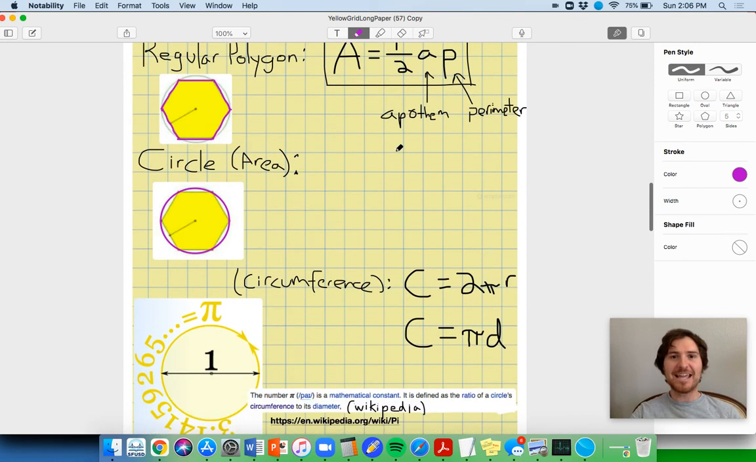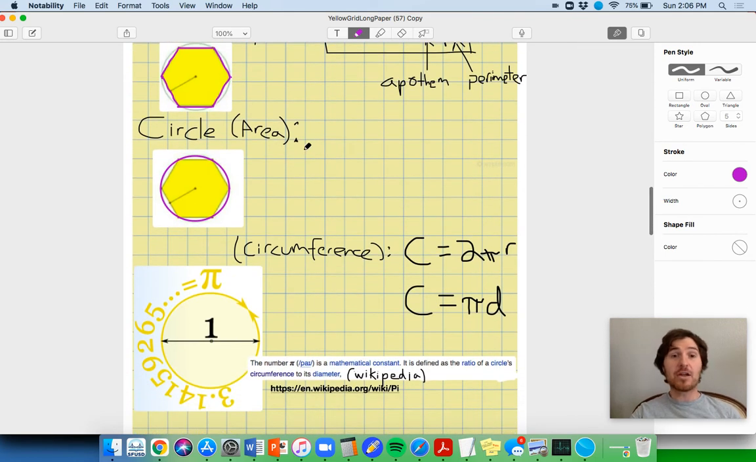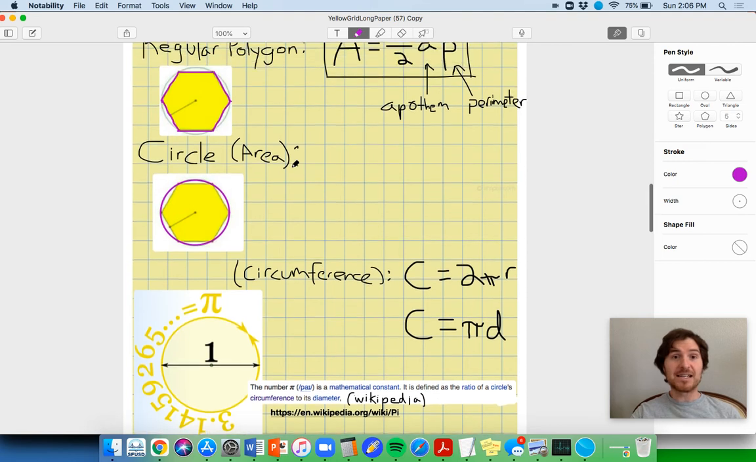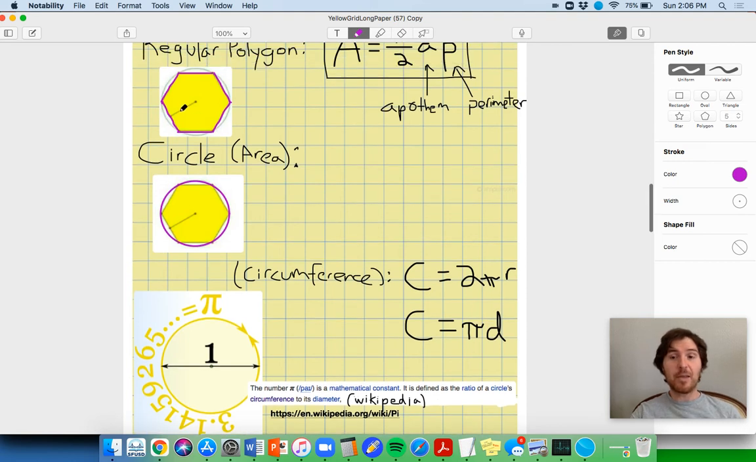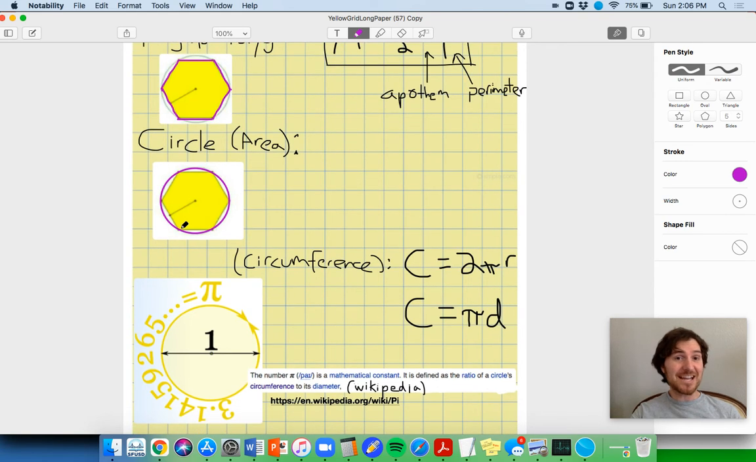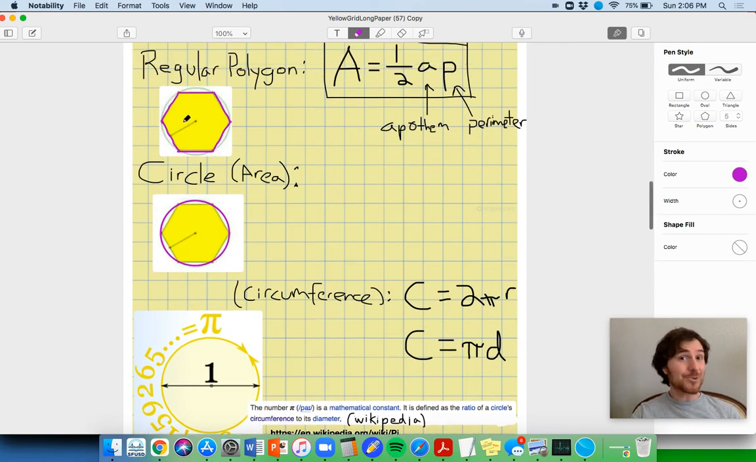We'll be talking about that today because we want to talk about the area of a circle formula. Look at this here: area of a regular pentagon, or the hexagon in this situation, a regular polygon. The formula is going to connect very closely to the area of a circle, and that is because any regular polygon can be inscribed in a circle.